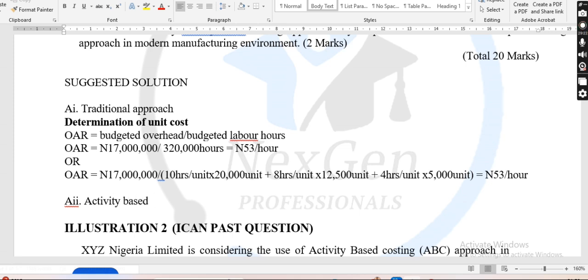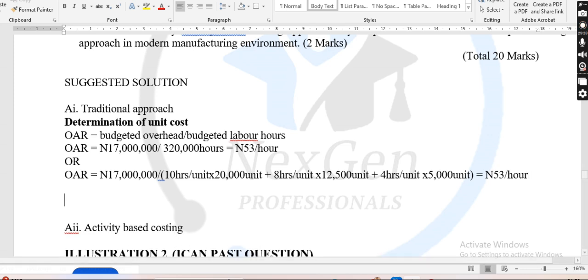But before I move to activity-based costing, let me quickly do something. Let's charge this 53 naira per hour to their overhead, so we know their overhead cost, right? Don't forget that the question just says unit cost, but let's get the overhead cost. Don't forget that it is based on labor hours, right?